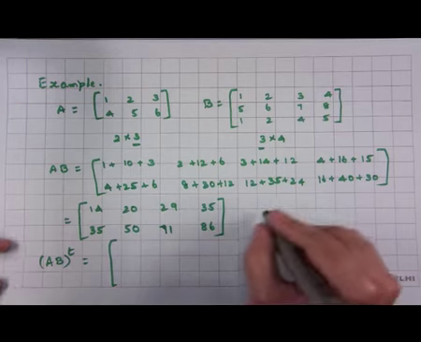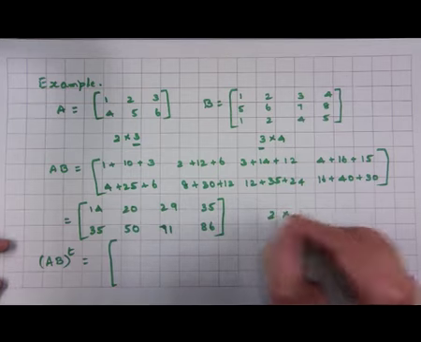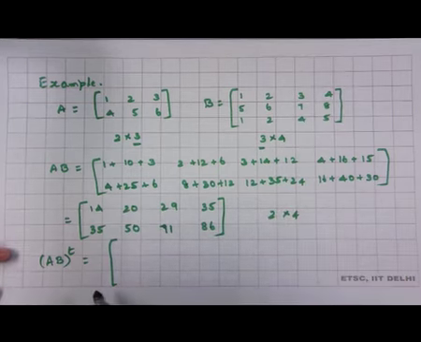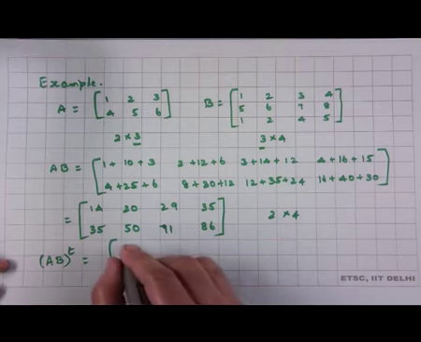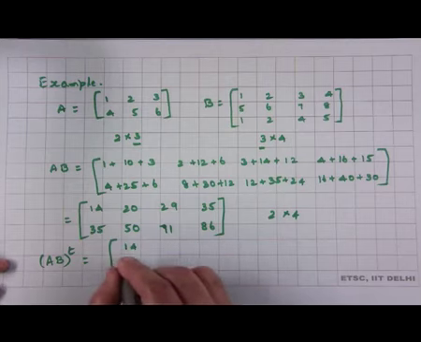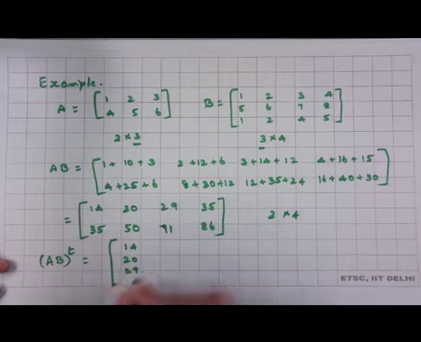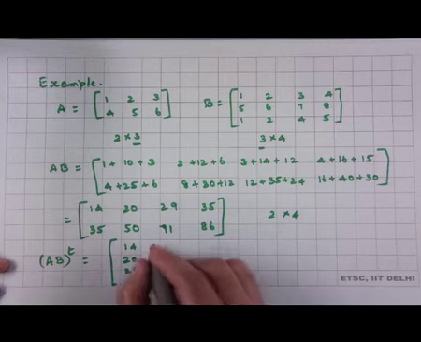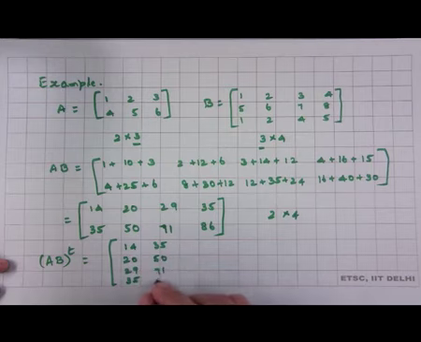This is a matrix of order 2 by 4, which means the transpose will be of order 4 by 2: 14, 20, 29, 35, 35, 50, 71 and 86.